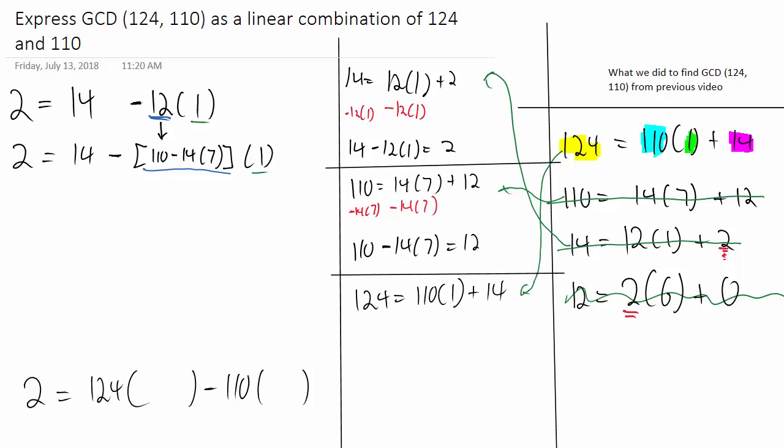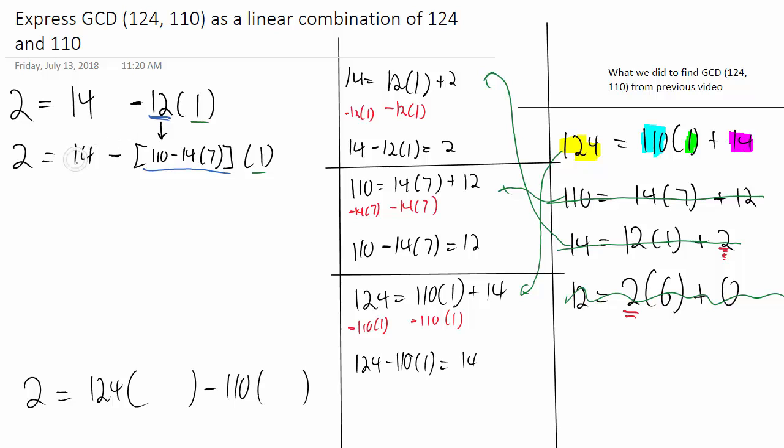And then I want to solve for 14 in terms of two bigger numbers. So subtract 110 times 1, and then subtract 110 times 1 there. And so I get that 124 minus 110 times 1 is equal to 14. Now, I skipped a step here. I don't want to go too fast. I did go a little too fast.